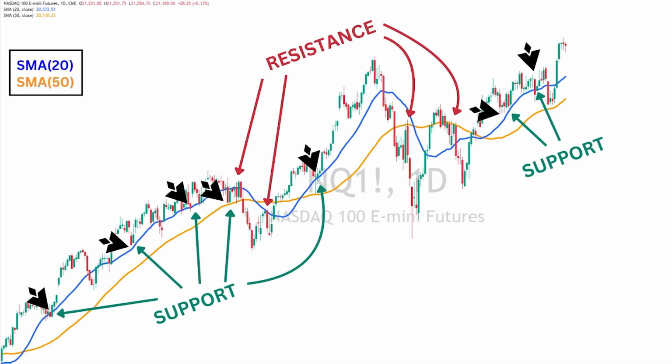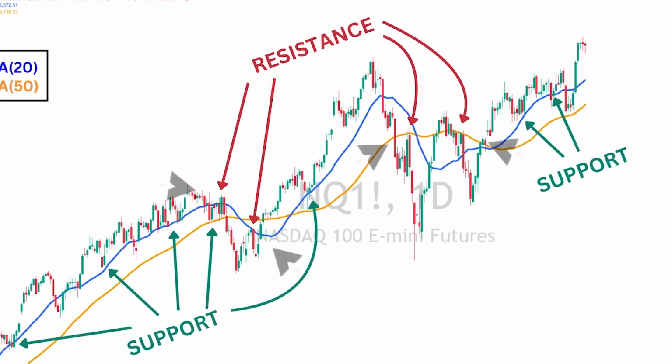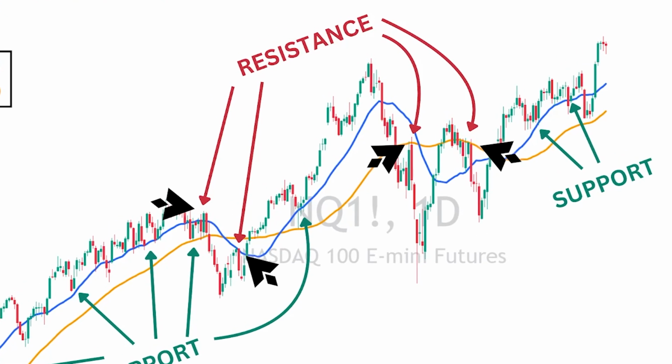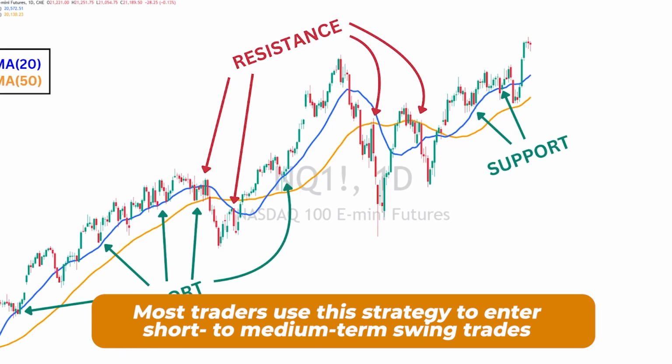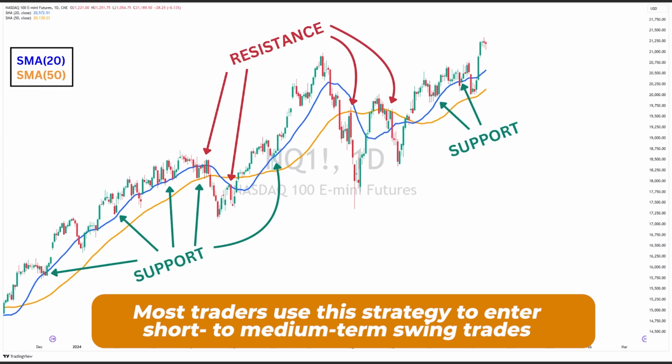When the price touches the moving average and starts going up again, it's often a good chance for traders to enter a trade. In a downtrend, the moving average works as resistance. Prices might rise to touch the moving average, but then fall again. This gives the traders a chance to sell or take a short trade. Most traders use this strategy to enter short to medium-term swing trades, regardless of the time frame.